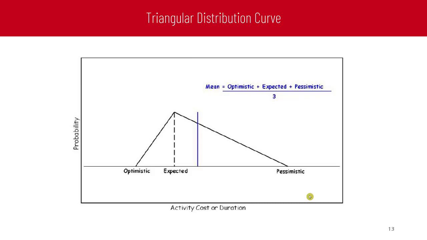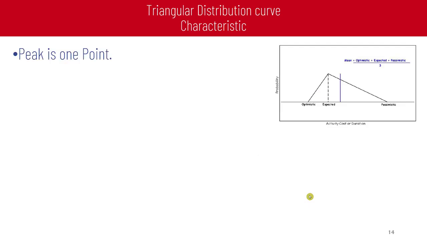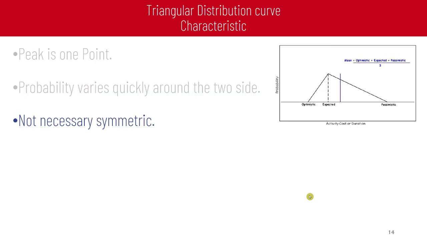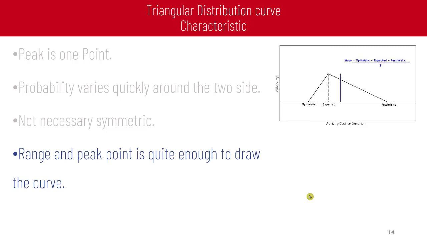The triangular distribution curve is the curve shown as the triangle. It starts with the optimistic point, pessimistic point, and expected point, which is the peak point, a 3-point estimate. Triangular distribution curve characteristics: the peak is one point, which is located at the expected value, the top part. Probability varies quickly around the two sides. Not necessarily symmetric as shown in the figure. The range and the peak point are quite enough to draw the curve. If we have 3 points, we can draw the triangular curve.